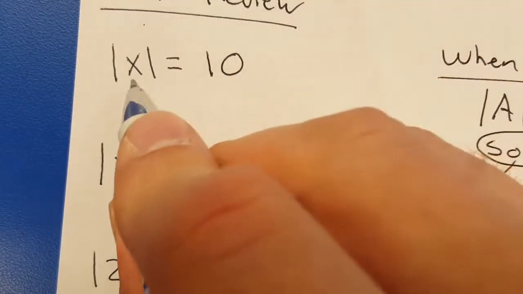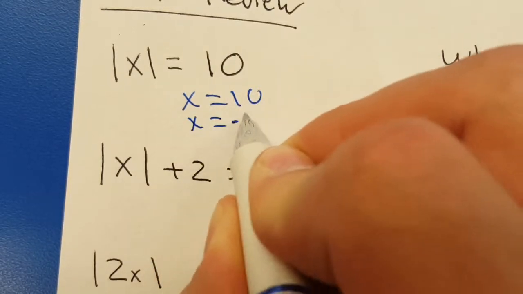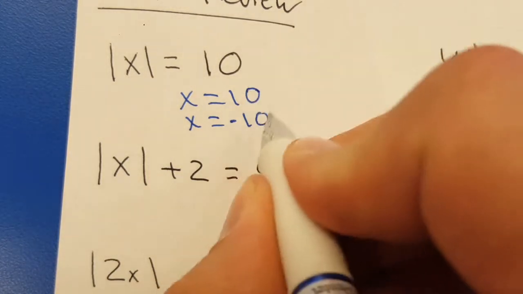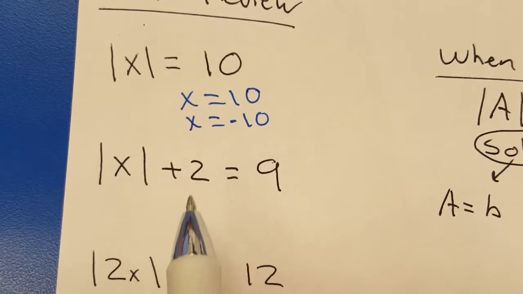Well, how do you solve that? There's not much to solve. X is going to equal 10, and x is going to equal a negative 10. These are the only two numbers that have an absolute value of 10. So it's a lone variable on the inside. It's literally just the positive and negative version of that.